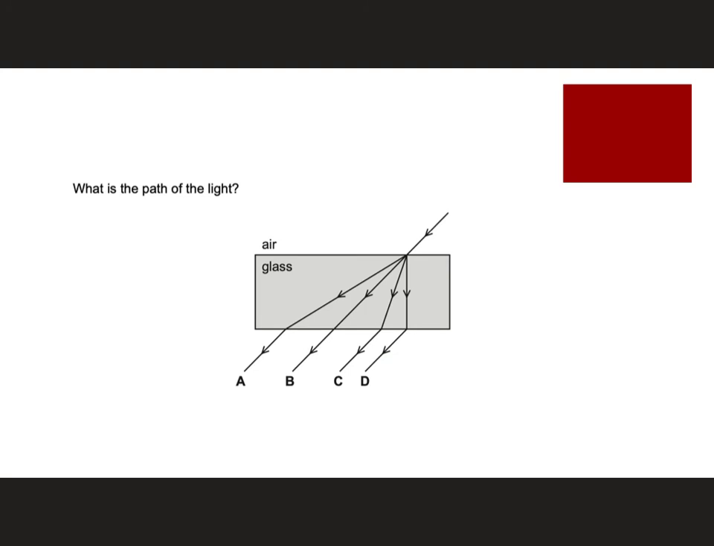Okay, so which one of these, A, B, or C, or D, could be the possible path of the light of my wave at this boundary? Pause and think about it. Okay, hopefully it can't be B because we're definitely going to have refraction. So now let's look at the other ones.